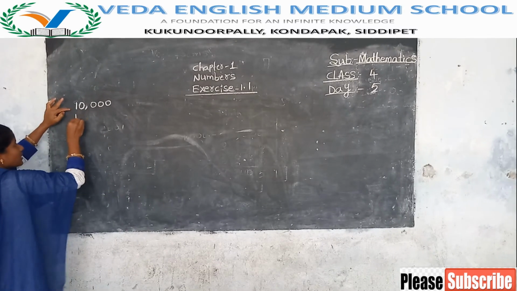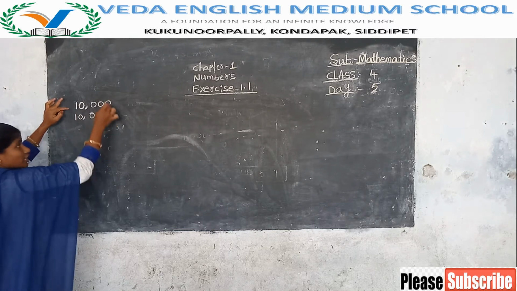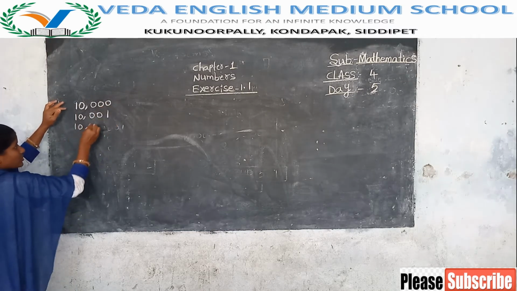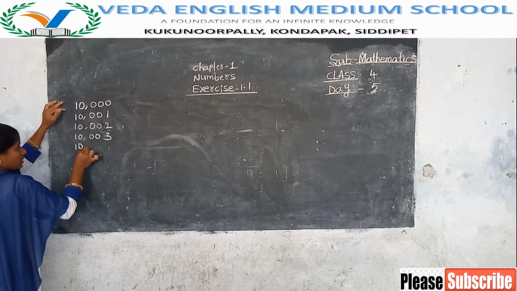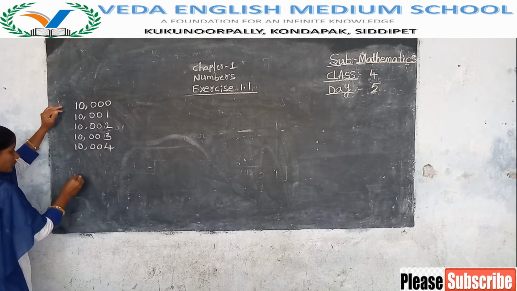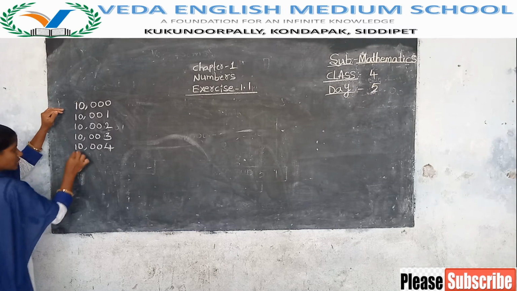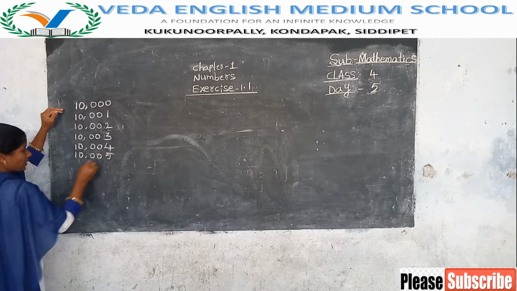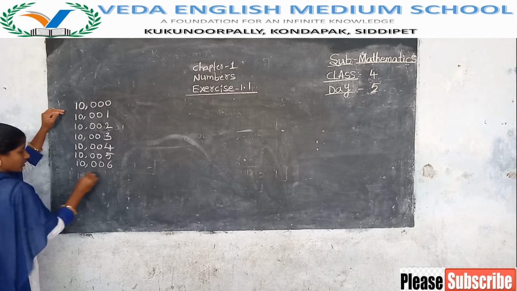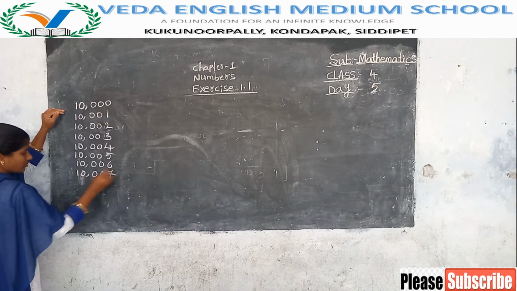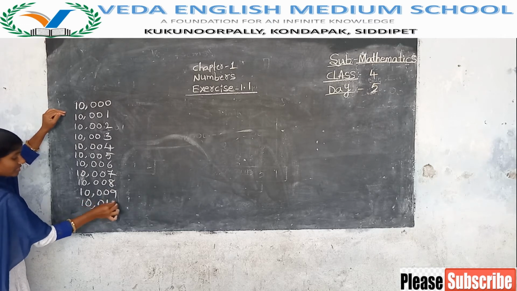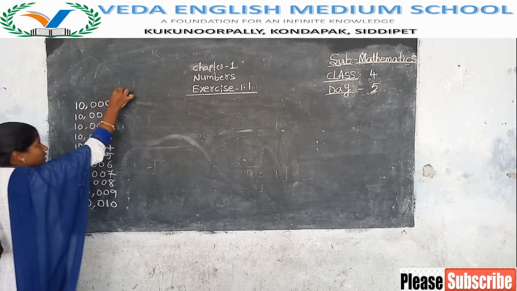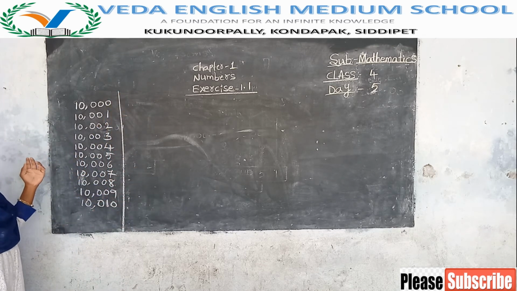Now 10,000, 10,001. Only the ones place is changed. 10,002. 10,003. 10,004. 10,005. 10,006. 10,007. 10,008. 10,009. 10,010. That means now, did you observe anything here?